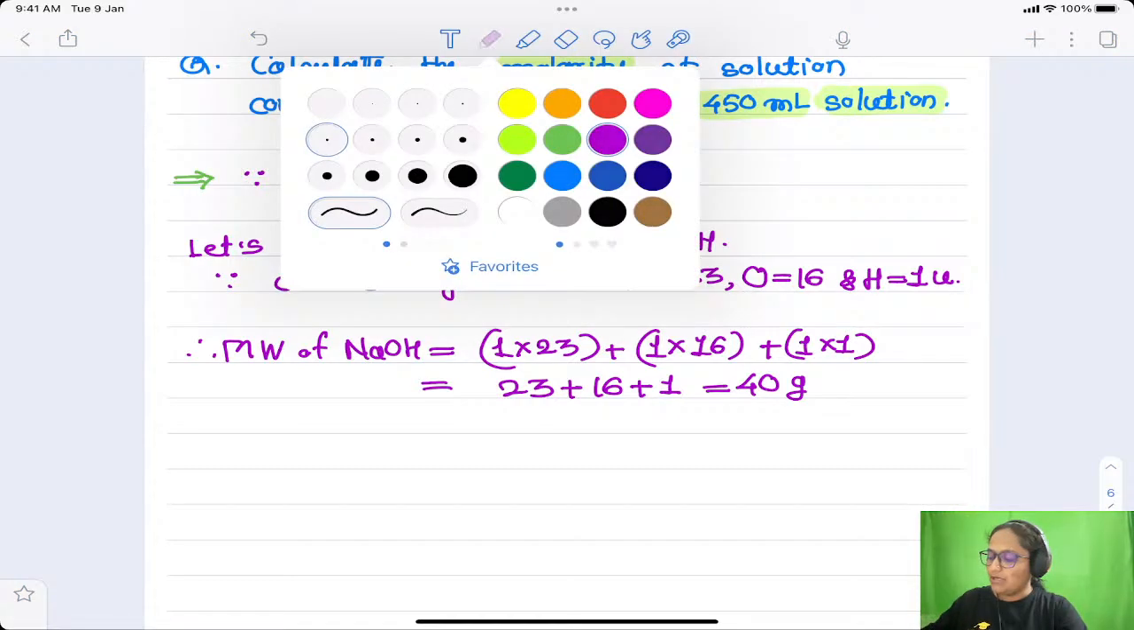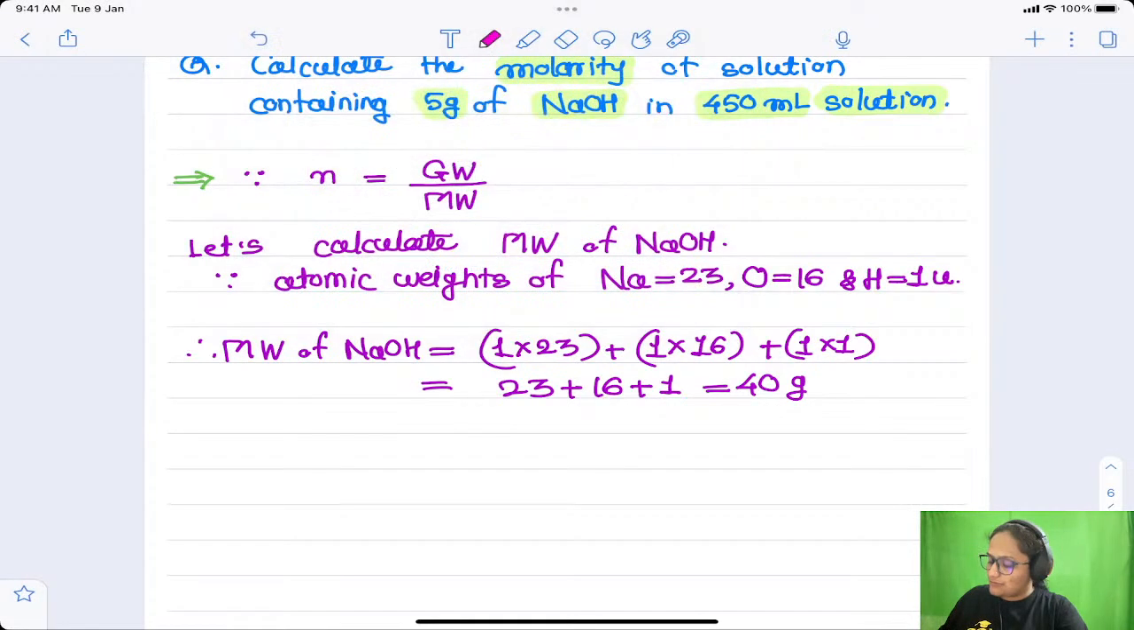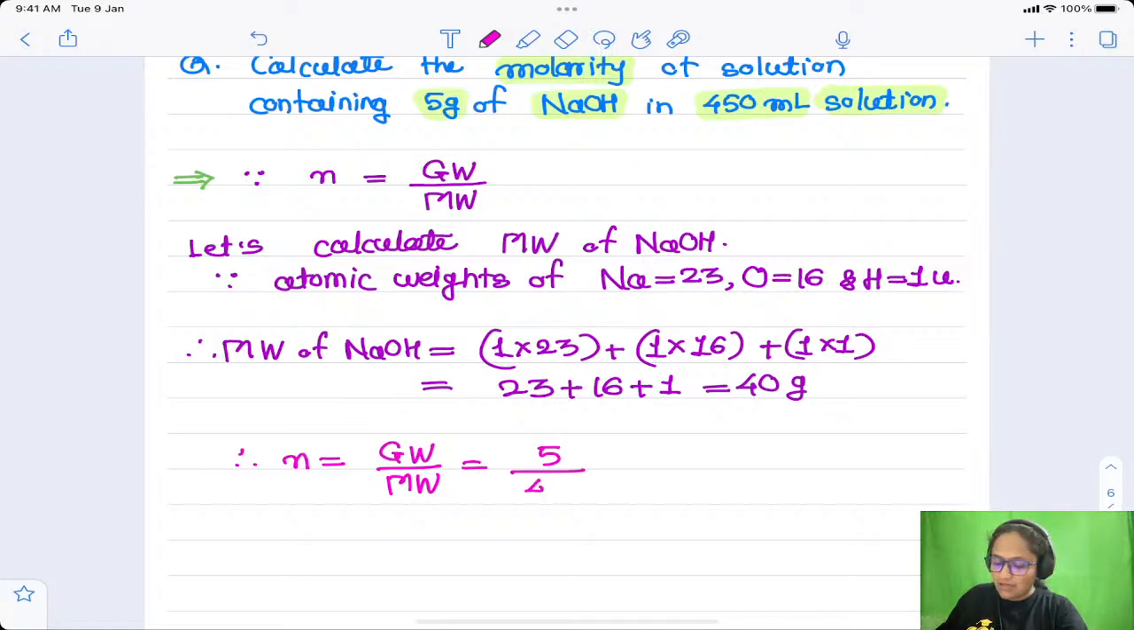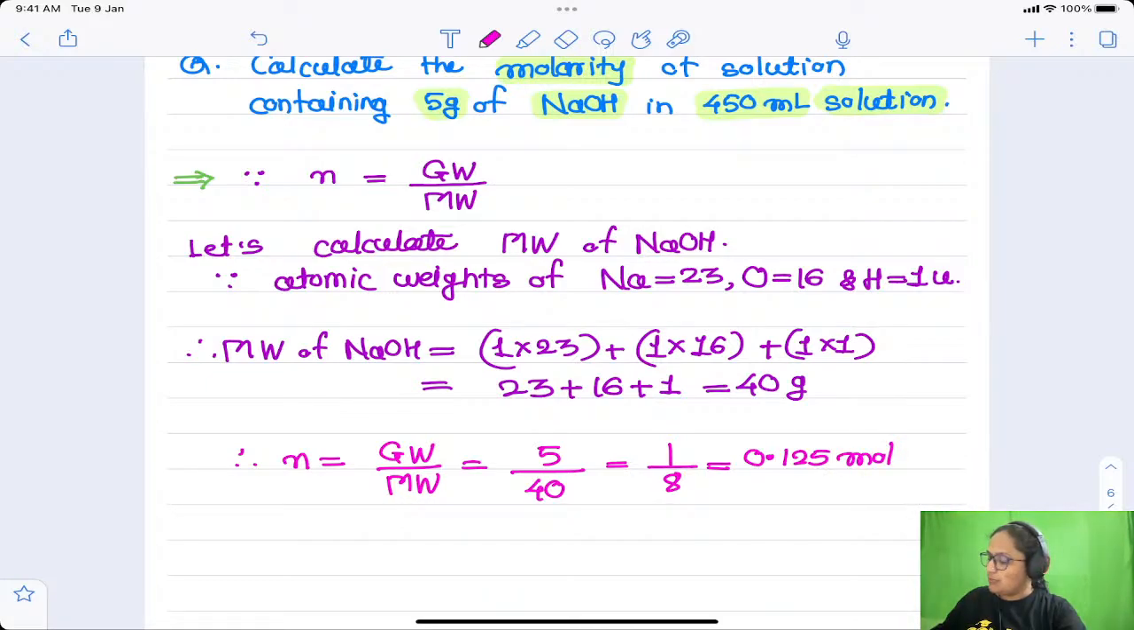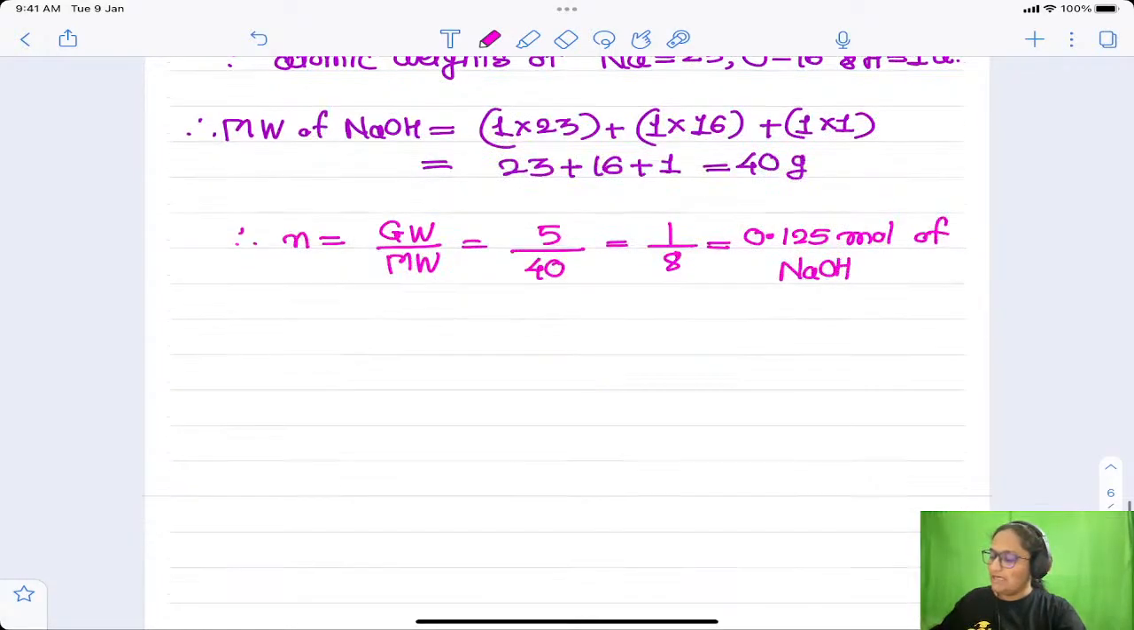Therefore we have the molecular weight, we can find out the number of moles. Number of moles will be equal to given weight divided by molecular weight. Given weight is 5, molecular weight is 40, so it is equal to 1 divided by 8, that is nothing but 0.125 moles. The number of moles is equal to 0.125 mole of NaOH. Number of moles is known, volume is known. Now we can find out the molarity.